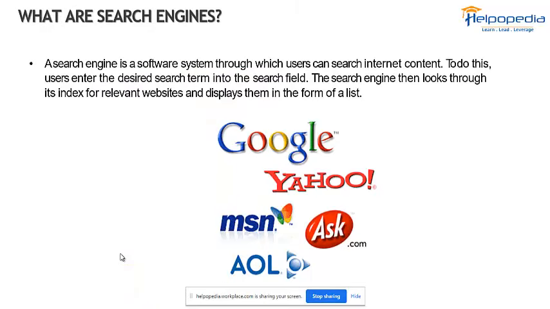So there are various search engines, as we know, like Google, Yahoo, MSN, Ask, AOL, Bing, that is from Microsoft. These are all search engines. Now we should know what are the various components of search engines, so that if we know how a search engine works, then we can get our websites in search engine.